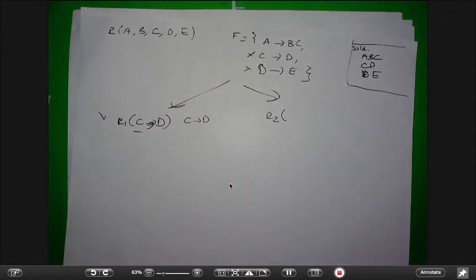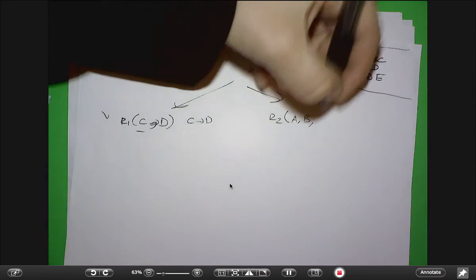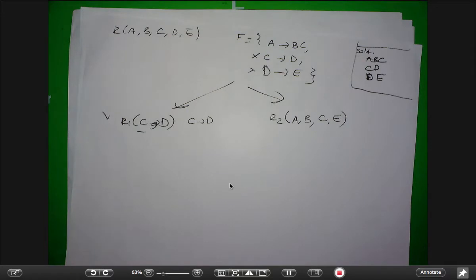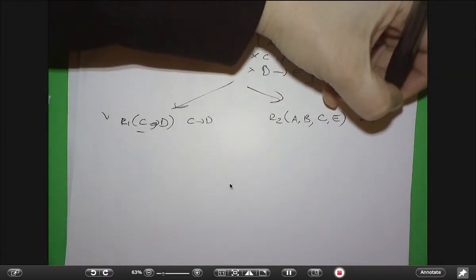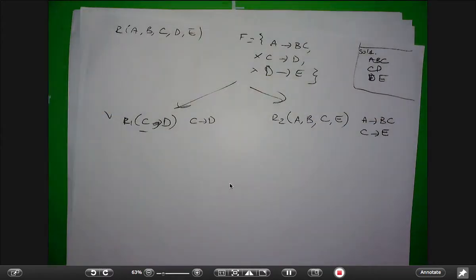What is R2? AB. Yes, AB. Do I have C? C. I don't have D, but I have E, right? Because I took out C, D. What are the functional dependencies for this one? So I still have A implies BC. C implies D I cannot have because there is no longer a D. But I have C implies E, right? So C implies E is implied by the above, and only contains the functional dependencies in R2.